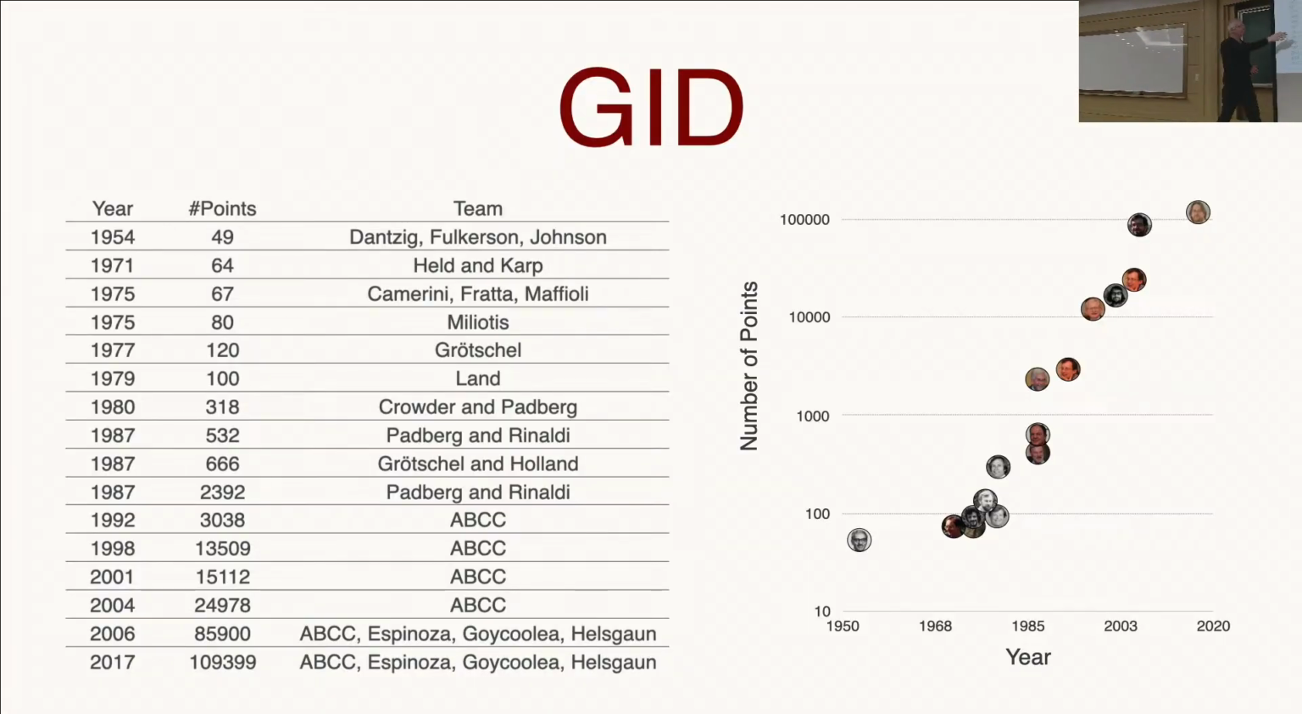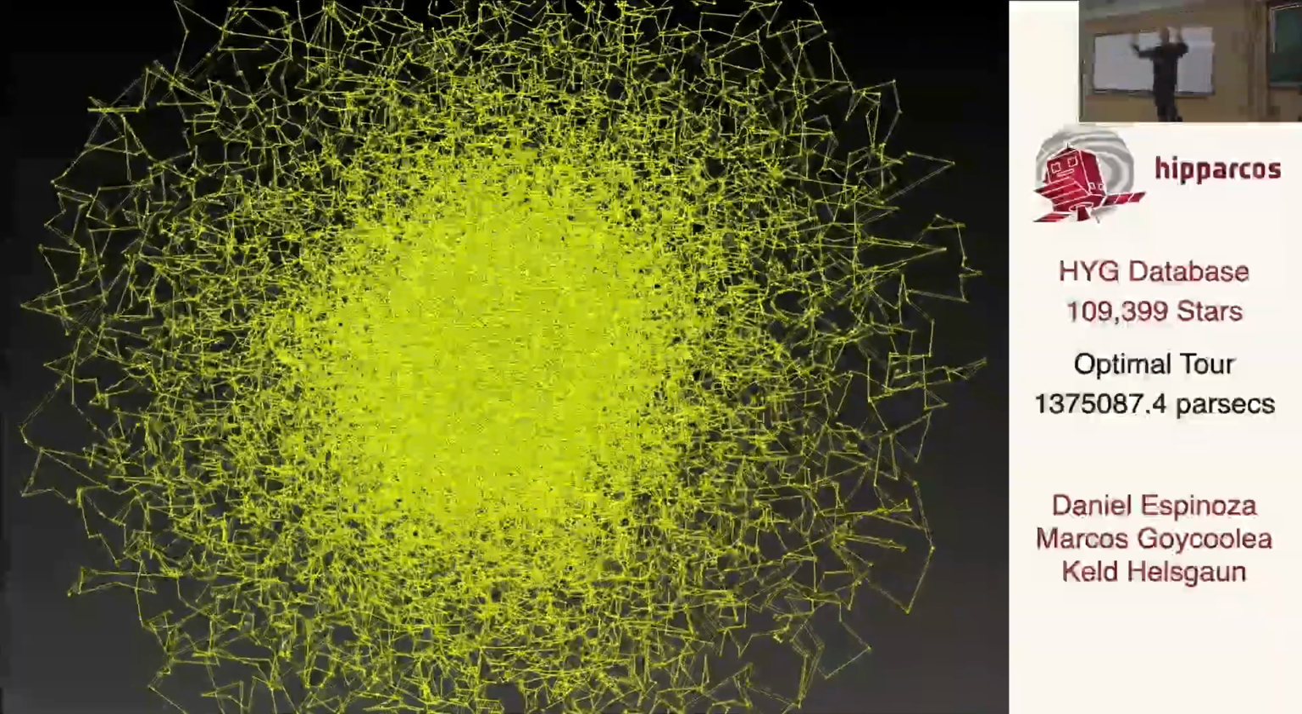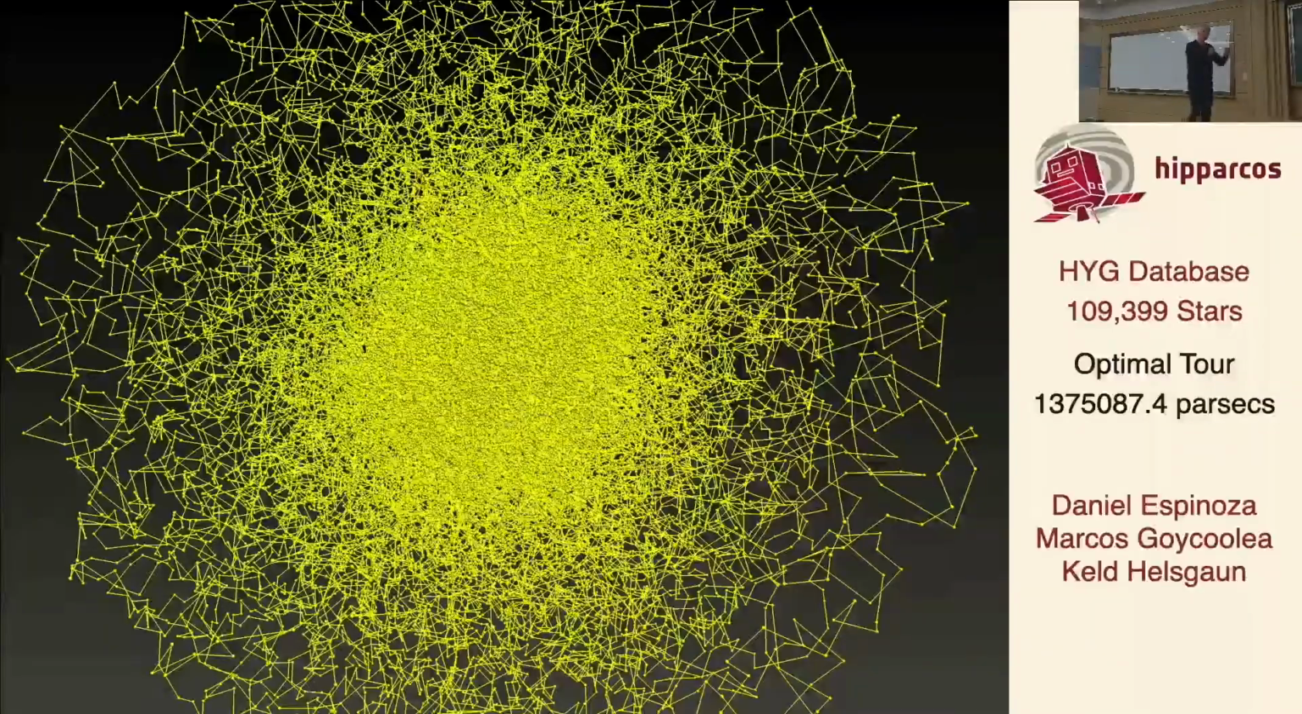In the 1980s, it was led by Martin Grötschel, Manfred Padberg, and Rinaldi. They had a lot of ideas that we ended up putting into the Concorde code. Since 1992, all the records have been set by Concorde, with Applegate, Bixby, Chvátal and Cook, and more recently with Daniel Espinoza, Marcos Goycoolea, and Keld Helsgaun. The largest problem has 109,000 points. That's actually three-dimensional points. They're positions of stars. See them rotating around. The distance is the straight line distance.